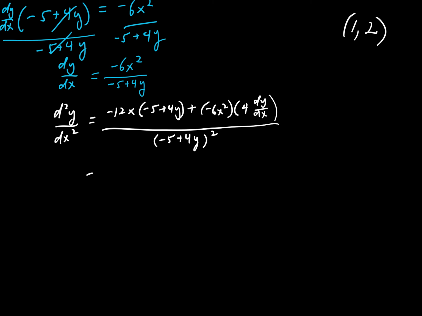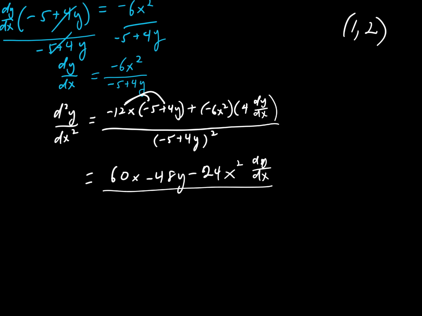All right, let's clean the second derivative up. Negative 12, here, let me distribute that. So distribute, we're going to have a positive 60x, and then we're going to have a negative 48y. When you multiply this over here, that'll be a negative 24x squared dy dx all over this.